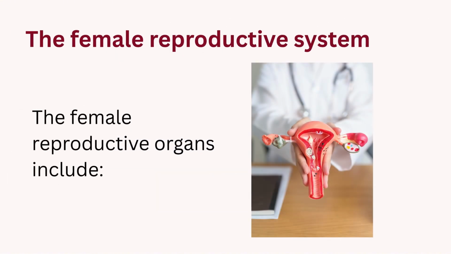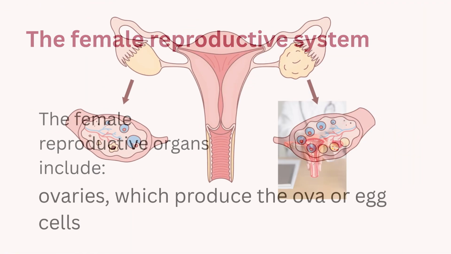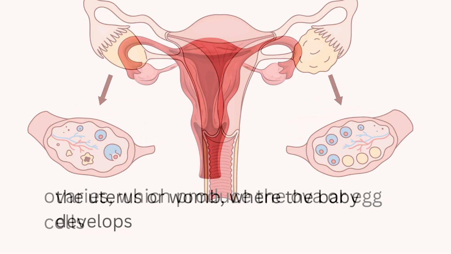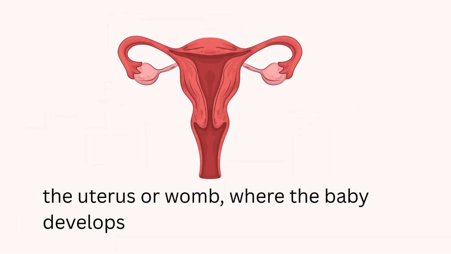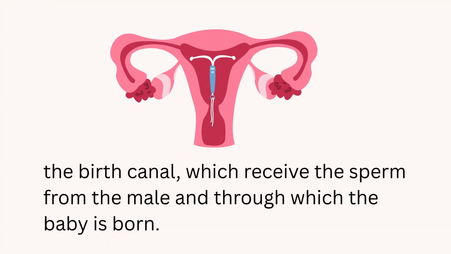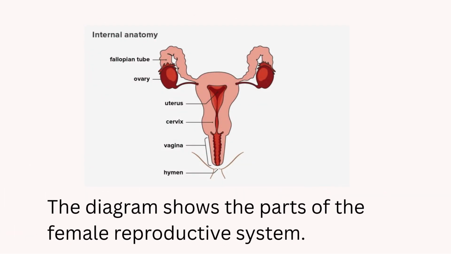The female reproductive system. The female reproductive organs include ovaries, which produce the ova or egg cells. The uterus or womb, where the baby develops. Oviduct, where fertilization takes place. The birth canal, which receives the sperm from the male and through which the baby is born. The diagram shows the parts of the female reproductive system.